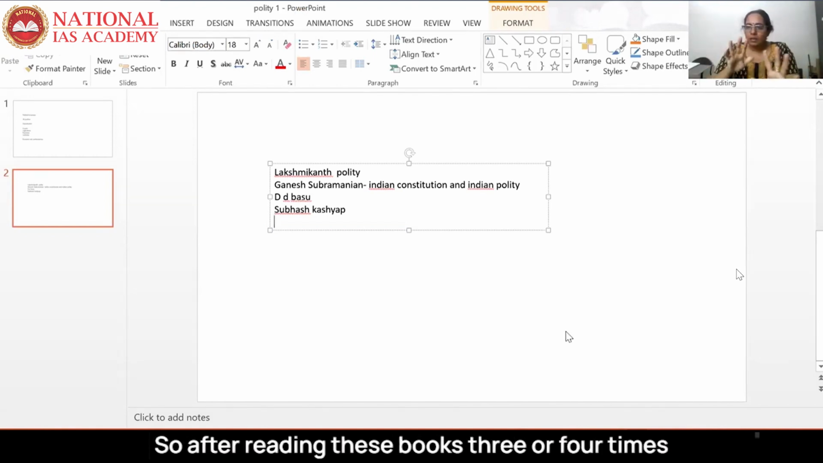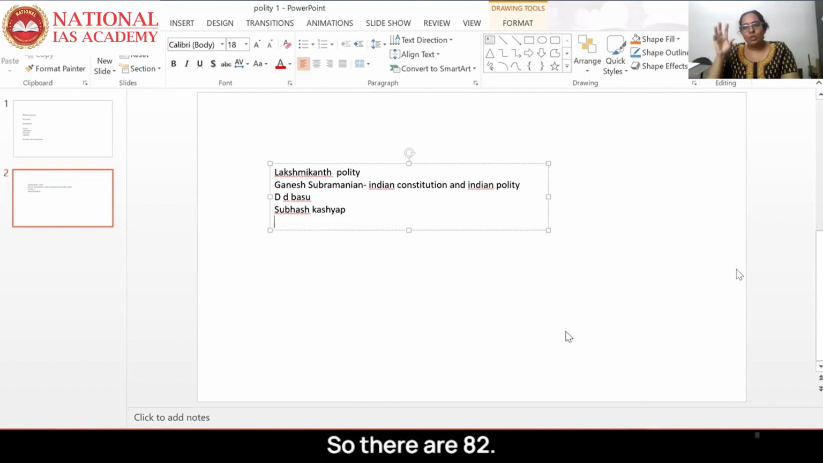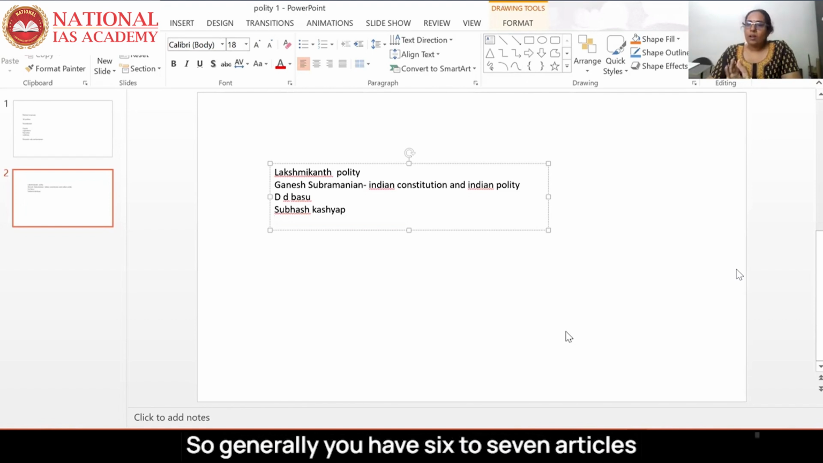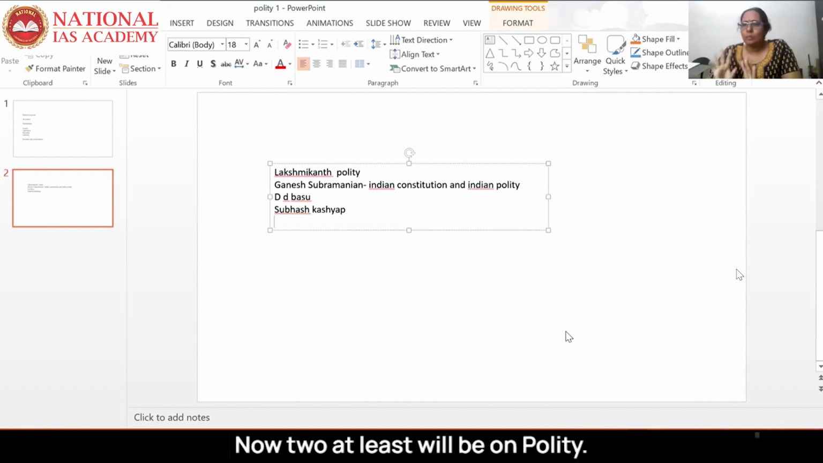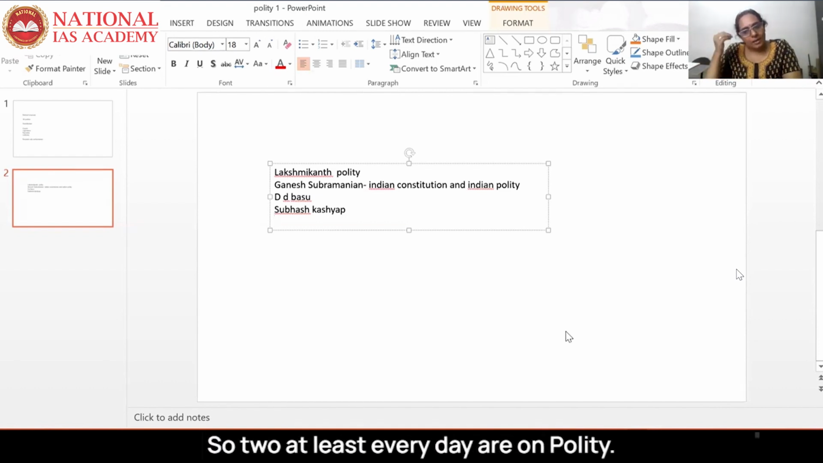So after reading these books 3 or 4 times, every day in the newspaper you get articles. There are editorial articles in the center of the page, and that is the most important part of the newspaper. Generally you have 6 to 7 articles every day. Out of these 6 to 7 articles, at least 2 will be on polity. Some days there are 4 or 5 on polity. So at least 2 every day are on polity.